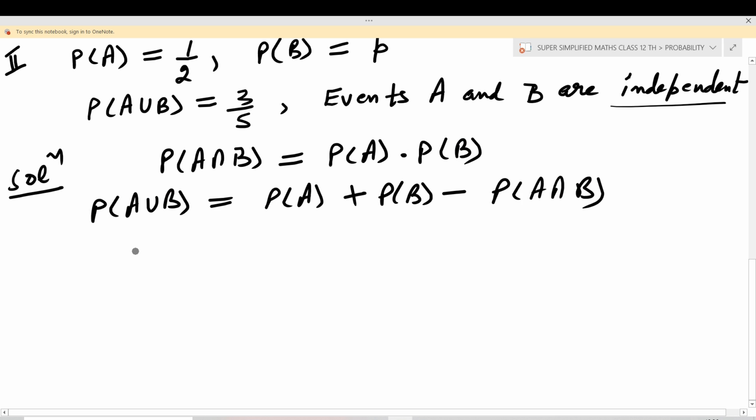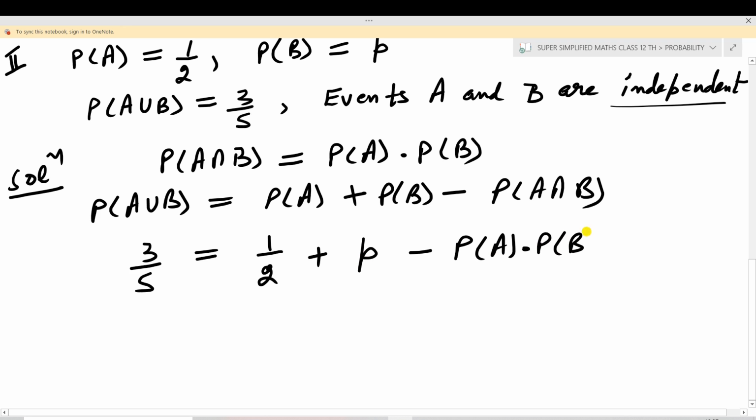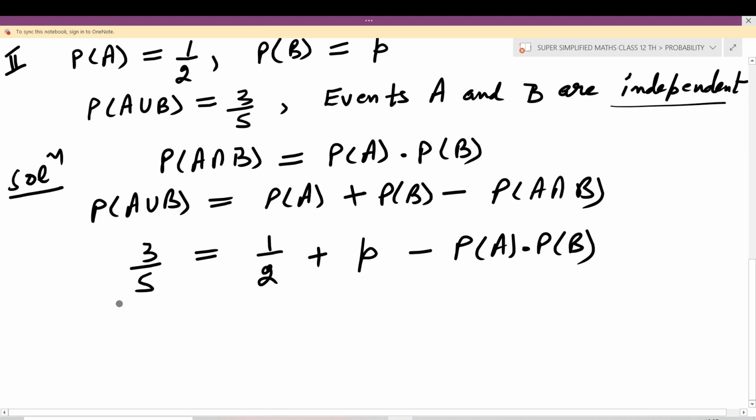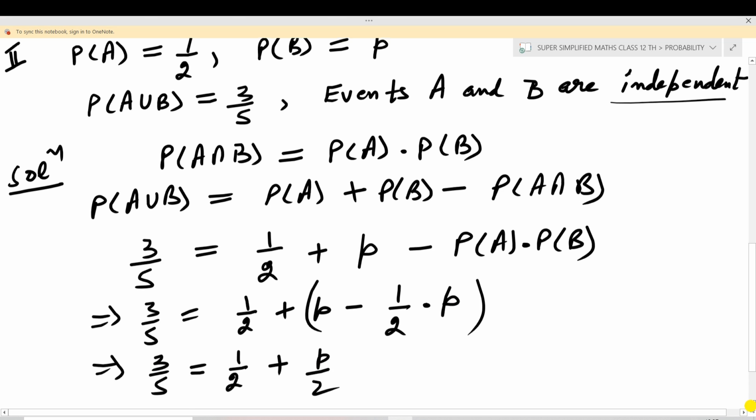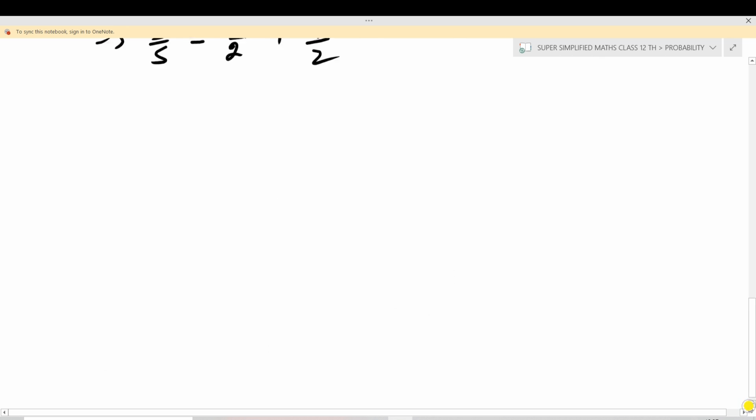Now students, we already have all the values. Probability of A union B is 3 by 5, probability of A is 1 by 2, probability of B is unknown, and probability of A intersection B will be probability of A into probability of B. Therefore, we write all the values: 3 by 5 is equal to 1 by 2 plus P minus P by 2, since probability of A is 1 by 2 and probability of B is P. So that gives me 3 by 5 equals 1 by 2 plus P by 2.